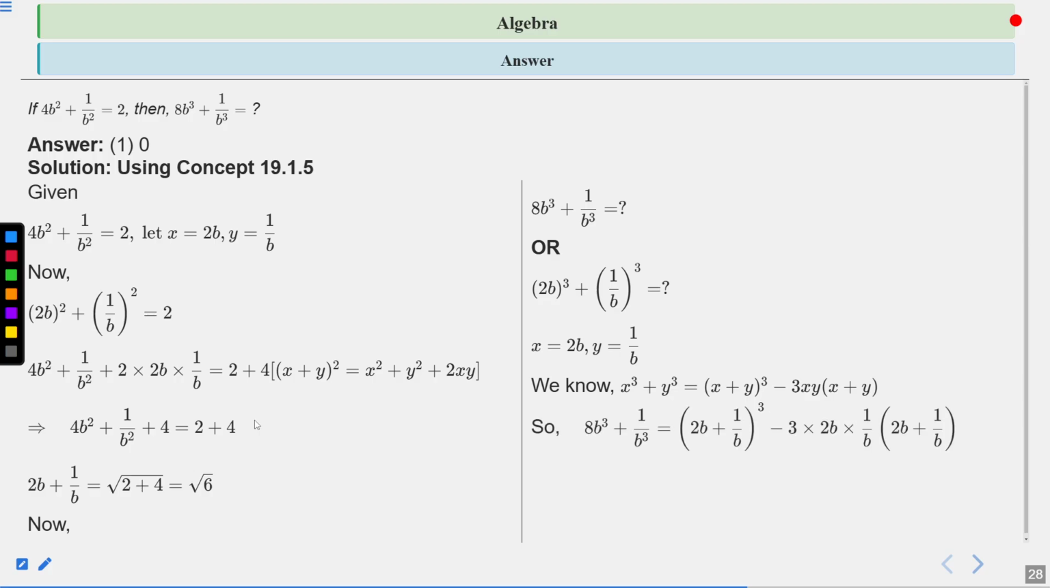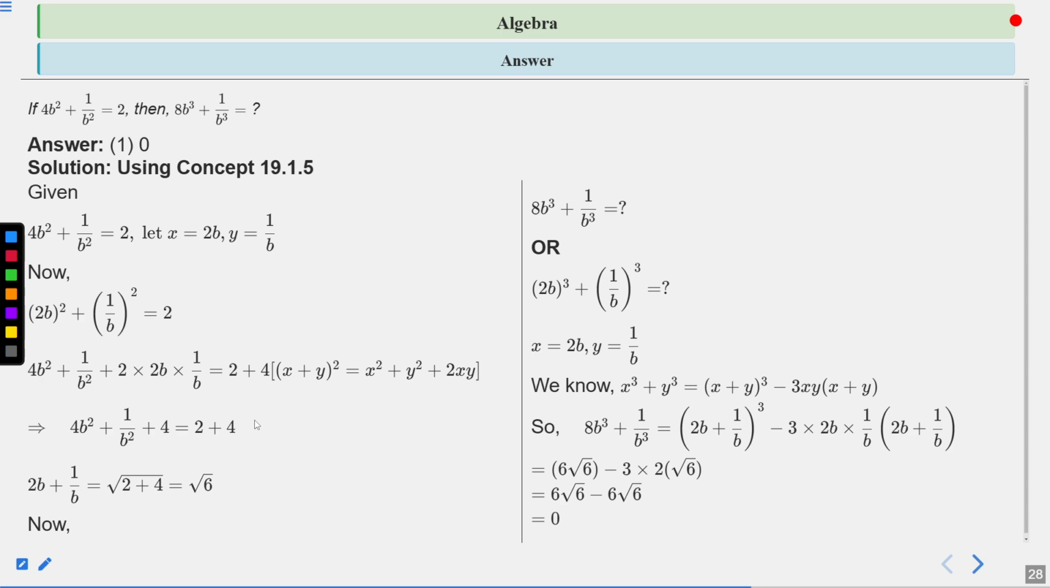So just put the value. 8b cube plus 1 upon b cube will become 2b plus 1 upon b whole cube minus 3 times of 2b into 1 upon b, multiplying with x plus y. So we just put the value 2b plus 1 upon b. Now when we simplify it, we get 6 root 6 minus 3 into 2 root 6, which is 6 root 6 minus 6 root 6. So we get 0. So the first one is the correct answer of this question.